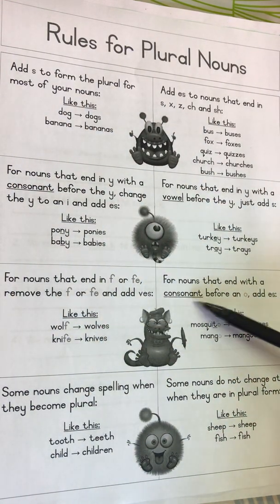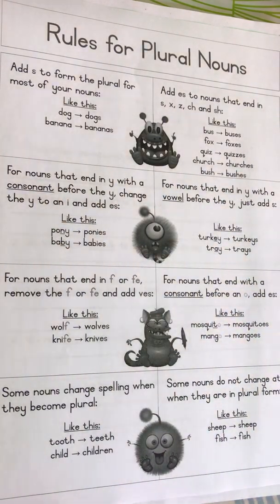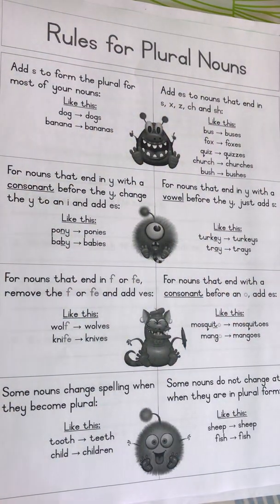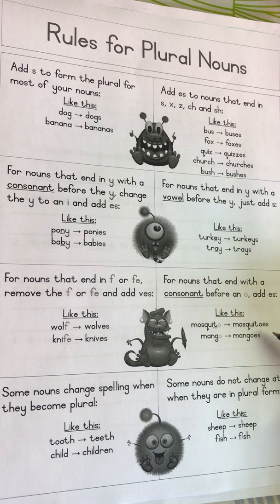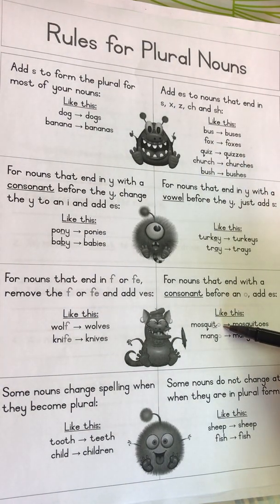This one, for nouns that end with a consonant before an o, add es. So, I want you to keep to what I said last night. If any word ends in a sound that isn't s, x, z, ch, or sh, it just gets an s. So mosquito, mosquito. Oh wait, this one is different though. If it ends in an O, it gets an es. That's the one exception to the rule. That's the one thing that makes the rule not work that way. Okay, so anything that sounds like an s, or if it ends in an O, it gets an es. The rest only get s.